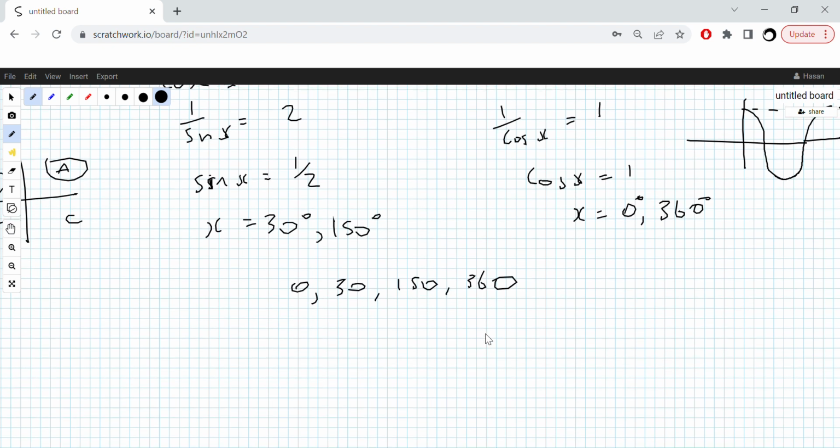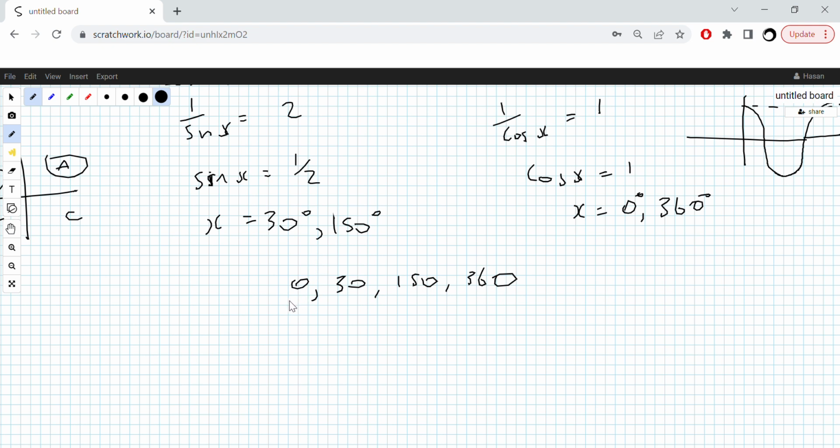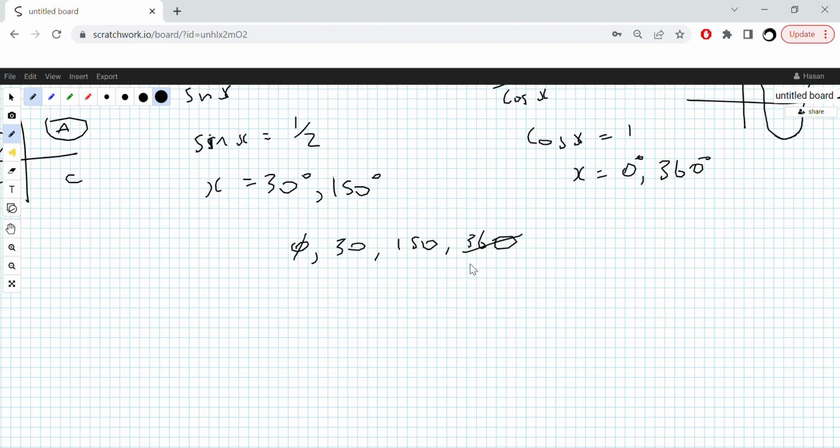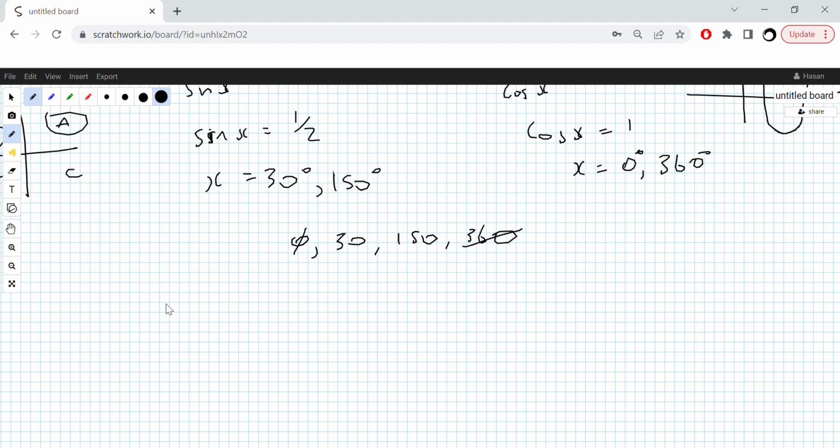However, you may find that these two are not your answers, 0 and 360. The reason is there's a complicated explanation for this. When we look at our equation, cos x equals to sine x over tan x. The explanation for 0 and 360 not counting is that it is undefined, as is any number, when the denominator is 0. So it's undefined when the denominator is 0.